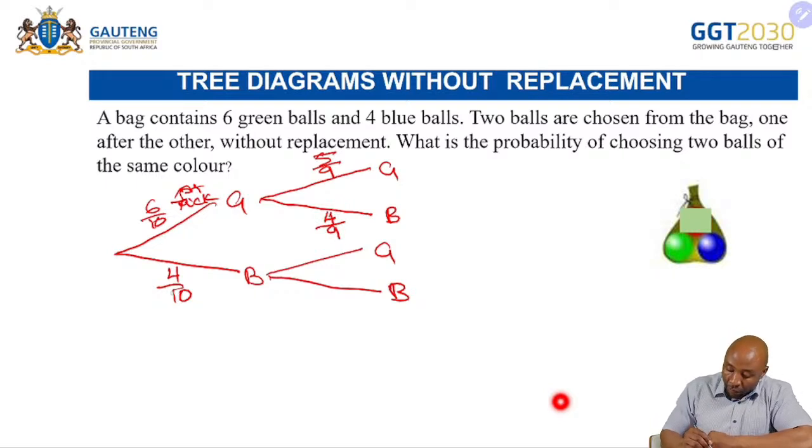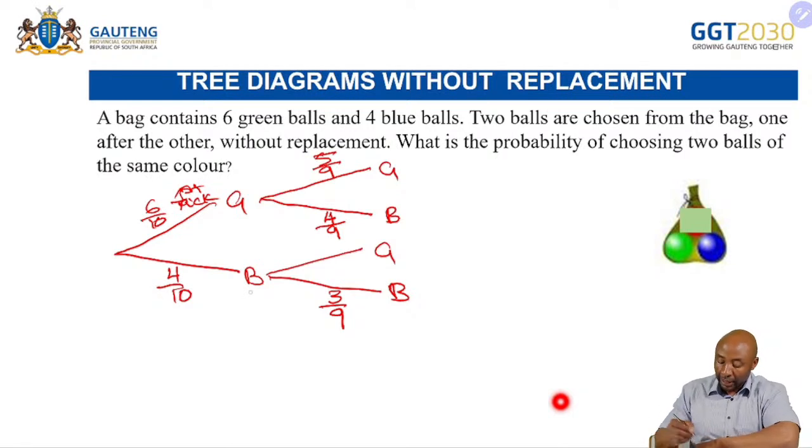I will now move to the other branch. Our first pick was blue. And let's say our second pick is also blue. So I'm picking from 3 out of 9. 1 blue is no longer in the bag because I'm not replacing it. So it becomes 3 over 9. Then we move on. The first one was blue. Green, I'm picking for the first time. I'm still having 6 out of 9.